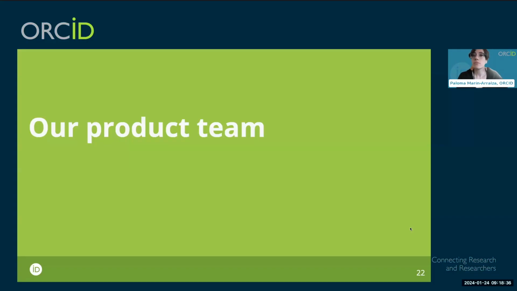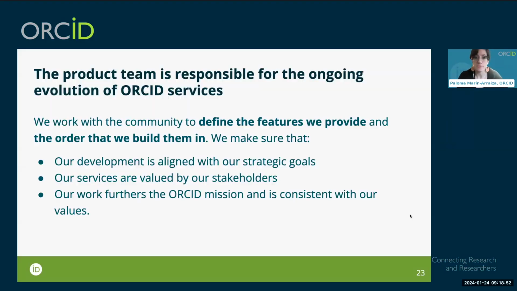Let's cover now product and how our product team works in terms of helping our community and also understanding the community needs when it comes to new developments, additions, or updates in the existing product. So the product team is responsible for the ongoing evolution of ORCID services. And together with the community, so together with you, we define the features that we provide and also how we build them in the existing services and elements.